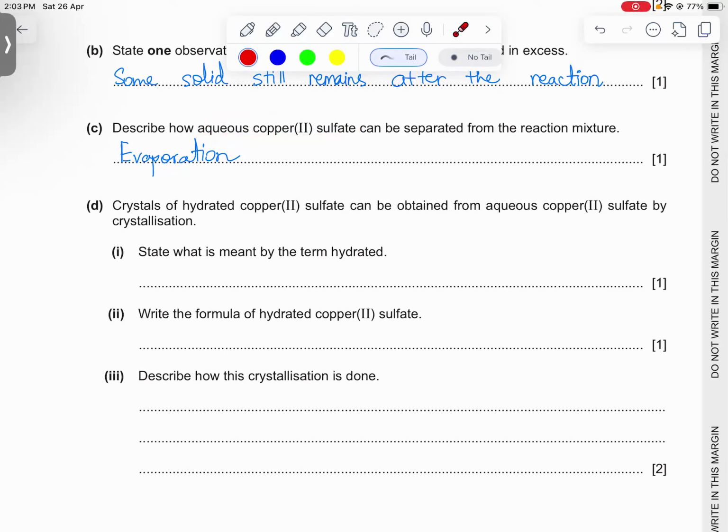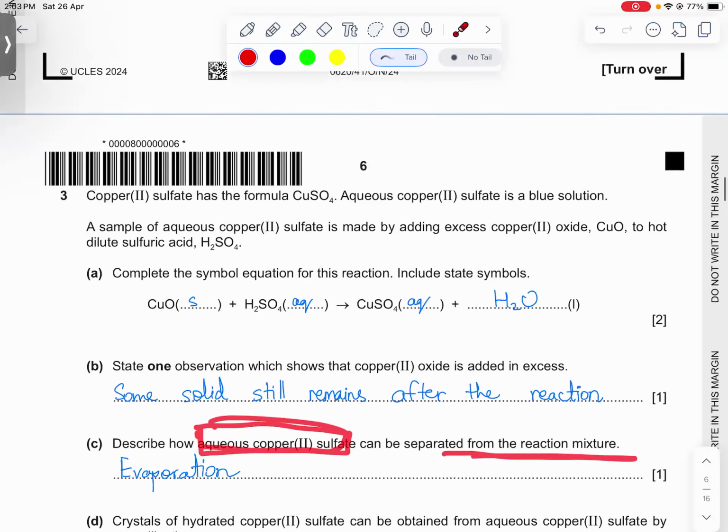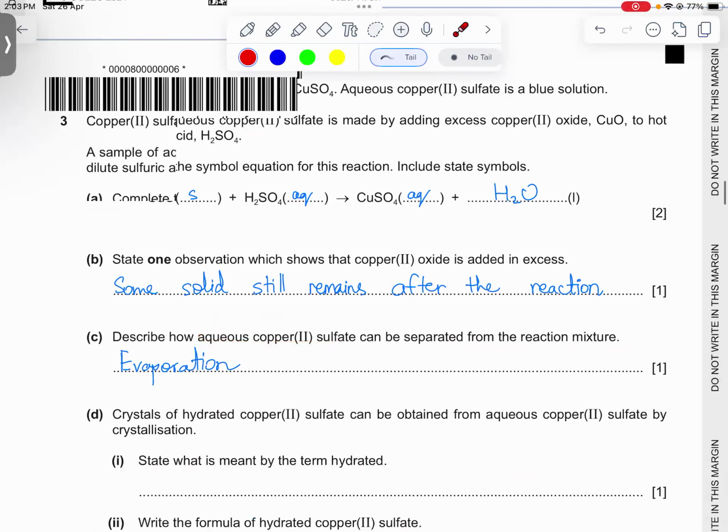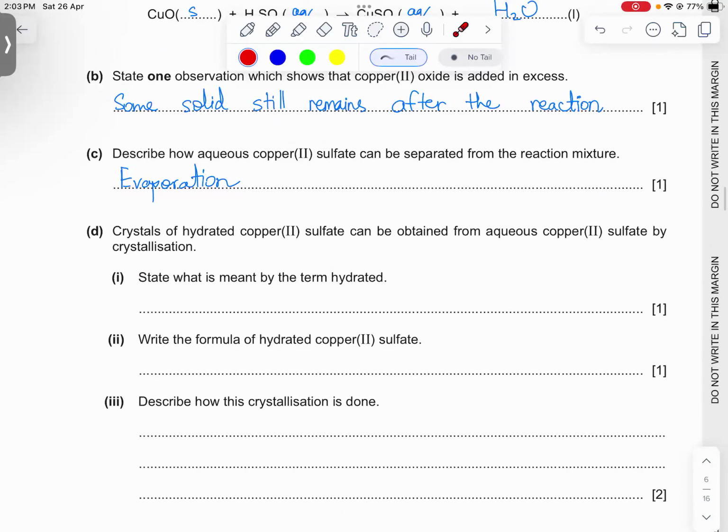Okay, wait. It could be filtration. The reason it could be filtration is because they're saying describe how aqueous copper 2 sulfate, meaning this solution, can be collected from the reaction mixture, meaning the excess copper oxide, how you could remove it. Okay, yes, you are right. It should be filtration then, right? Yeah, filtration. We have understood the question wrong.